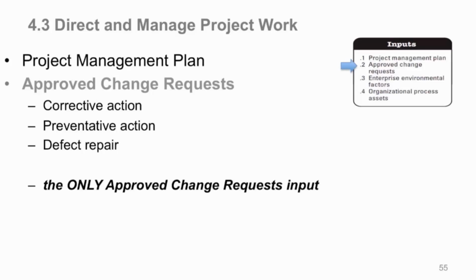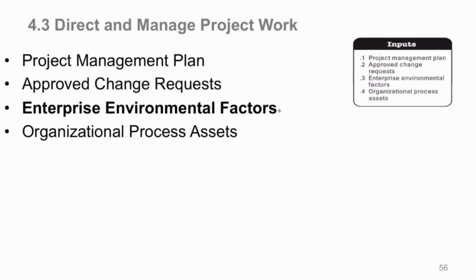And of course, defect repair: if you just build it bad, you got to fix it, and that would be coming in as an approved change to correct that defect. And again, the only approved change request input is to direct and manage project work. And there it is there. Then, here's our environmental factors that come into play as inputs as we do our work.